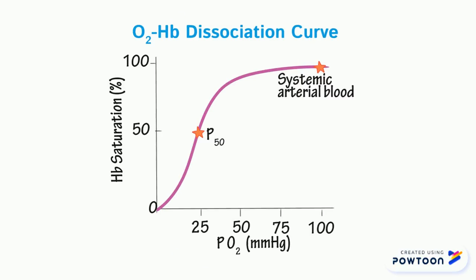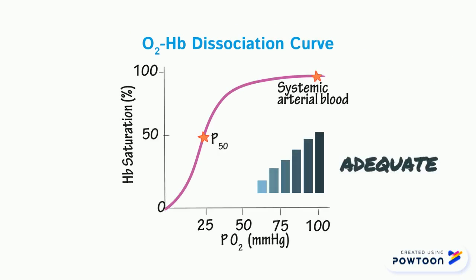Once the partial pressure of oxygen reaches 60 mm of mercury, the curve is almost flat. 60 or more is usually considered adequate, but below 60 the curve is steep, and small changes in the partial pressure of oxygen greatly reduce the hemoglobin saturation.